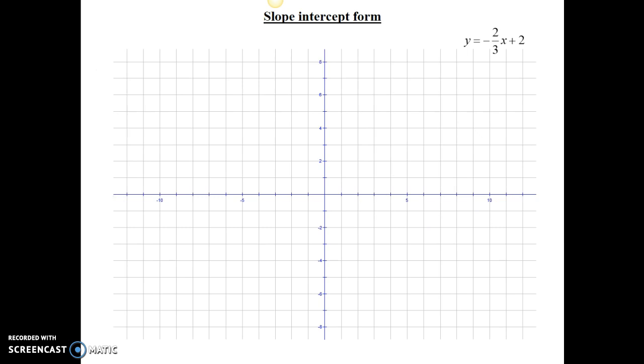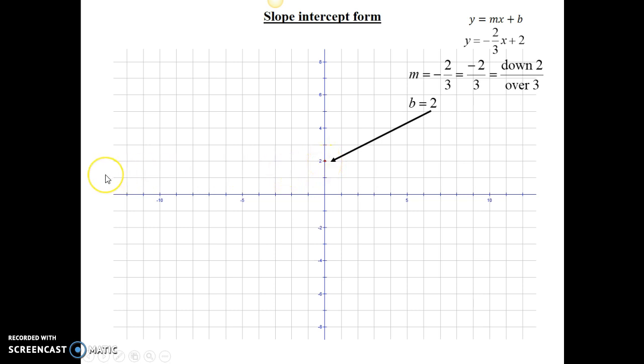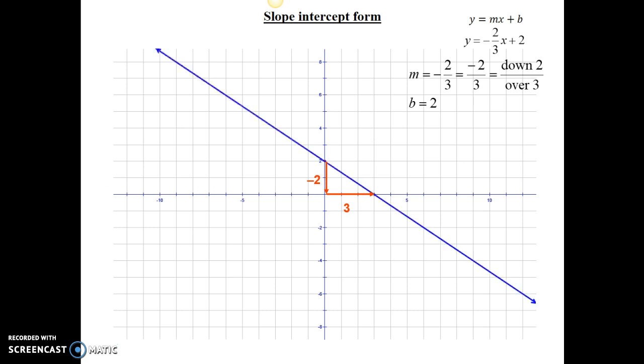Okay, now we're going to graph y equals -2/3 x plus 2. When you have a negative slope, it's always best to put the negative on the numerator. And we'll plot the y-intercept at +2 on the y-axis. I'll go down 2 and right 3 and draw the line.